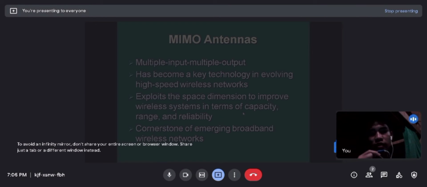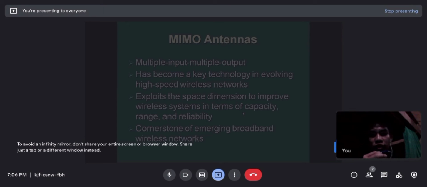MIMO antennas, which stands for multiple input and multiple output. MIMO antenna architecture has become a key technology in evolving high-speed wireless networks. MIMO exploits the space dimension to improve wireless systems in terms of capacity, range, and reliability. MIMO technologies are the cornerstone of emerging broadband wireless networks, for example, those networks that we use at this present time, which are Wi-Fi, 4G, and the latest, 5G.